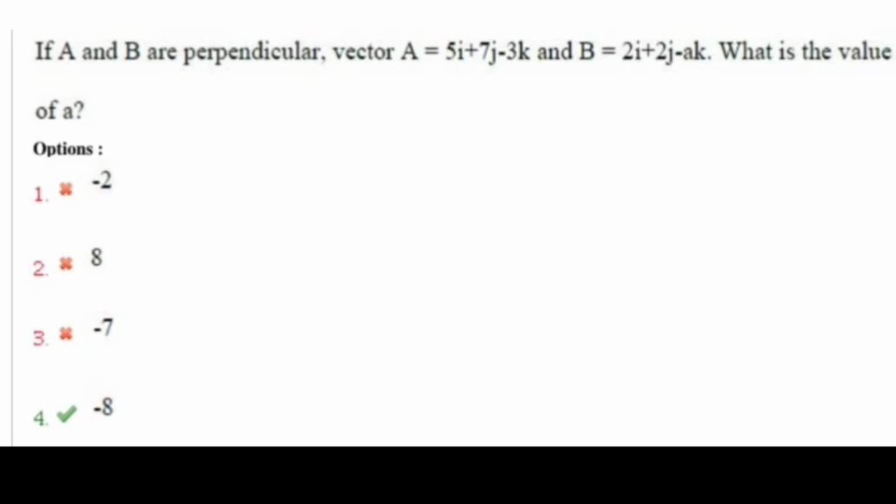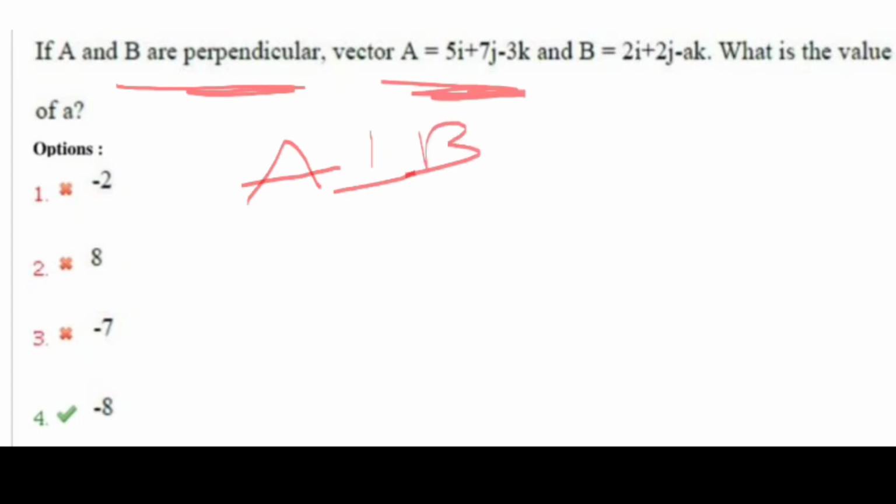Next question reads, if A and B are perpendicular, vector A is represented as 5i plus 7j minus 3k and vector B is represented as 2i plus 2j minus ck. What is the value of c? He is asking the value of c from vector B. Let's see the options: minus 2, 8, minus 7, minus 8. Now see the answer.